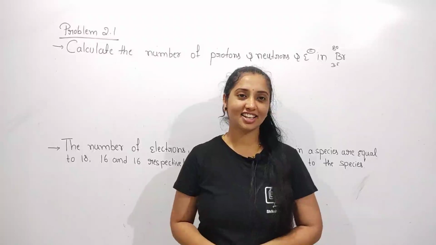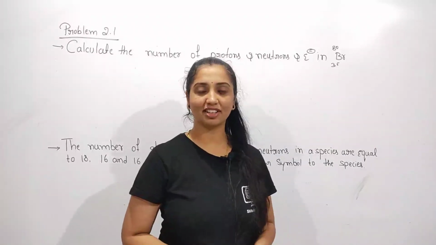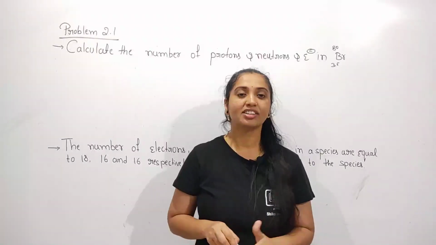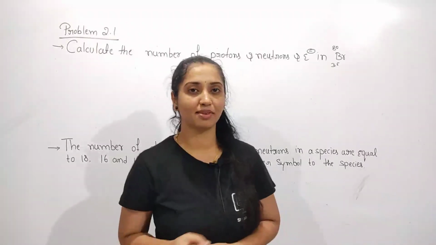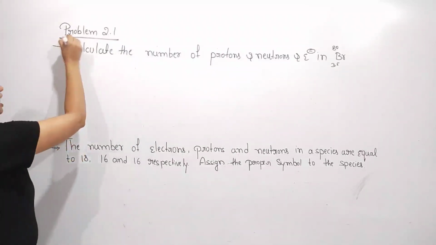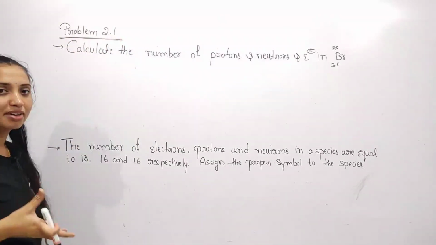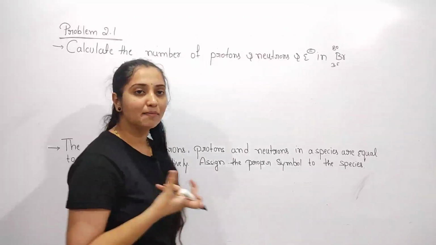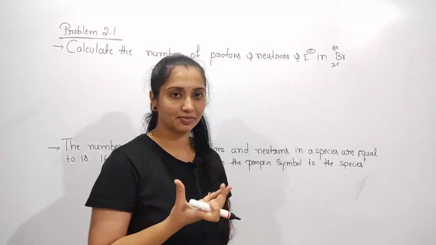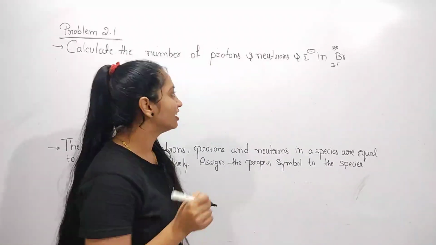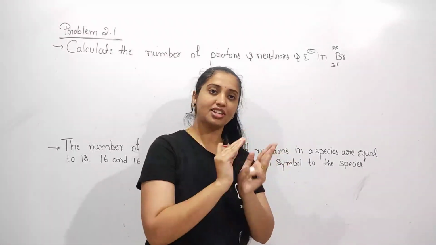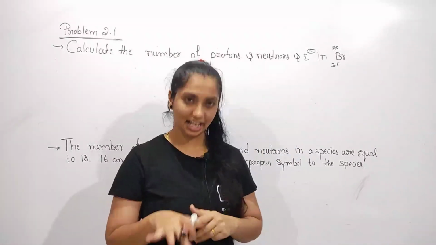Everyone, in previous classes we have already discussed the atomic number and the mass number. In today's class I wish to discuss with you the numericals based on the atomic number and the mass number. First, let me recap the meaning of atomic number and mass number. The atomic number means the number of protons present in the atom. And when the atom is in a neutral state, the number of protons is equal to the number of electrons.